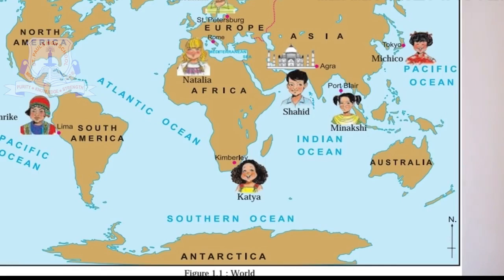Graham in St. Petersburg, Katya in Kimberley, Michiko in Tokyo, and Meenakshi in Port Blair. Shahid in Agra is specifying the directions in which the others live. How will he express them? In what direction will Natalia in Rome and Enrique in Lima say the other children live? Will the answers be the same? Look at the map carefully and try to answer these questions.